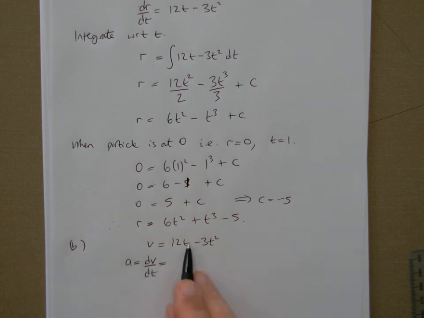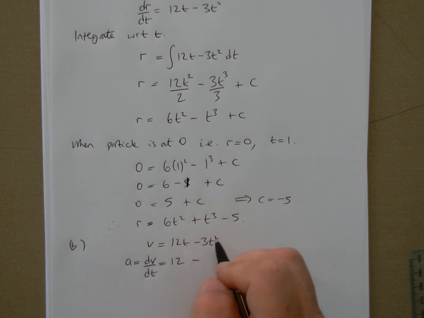So you've got to differentiate v. We get 12 when I differentiate that there. And then when I differentiate this, I'll bring the 2 down, so it becomes 6t. So we've got an expression there for the acceleration at time t.